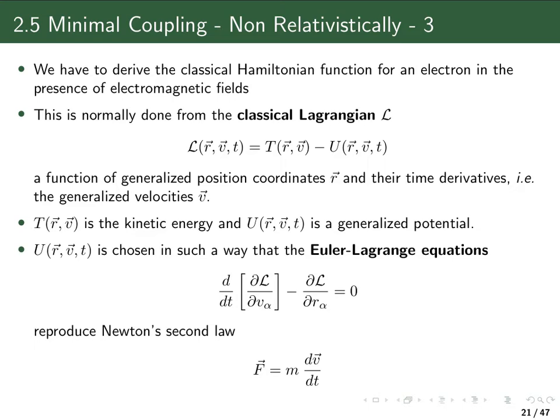So if you have a system, you have to choose U, the generalized potential, in such a way that on inserting the Lagrangian here in this Euler-Lagrange equation, these Euler-Lagrange equations essentially become Newton's second law. And in this way, you can be sure that the generalized potential which you chose fulfills Newton's law. Now, these Euler-Lagrange equations here are a replacement, or the equivalent, to Newton's second law in this Lagrangian formulation of classical mechanics.